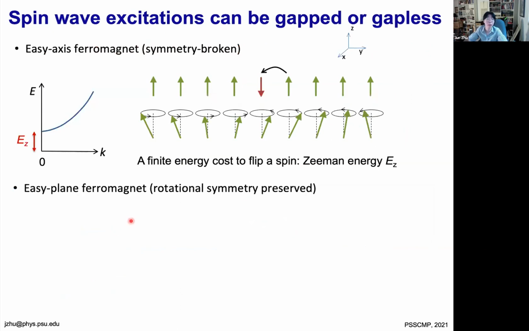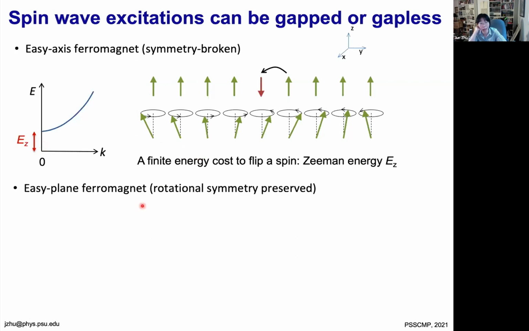So depending on symmetry of the magnetic order, there are generally two types of spin waves. The first type has a gap at k equals 0. And this corresponds to a magnet that has a broken symmetry that is fixed along a particular direction in space, like what I've drawn here. In this case, if you are to flip a spin, spin can only go up or down. So now it has to point down. Okay. Now that costs a Zeeman energy, Ez, right? So that's the minimum energy you have to pay in order to generate this excitation. And that is the gap at k equals 0.